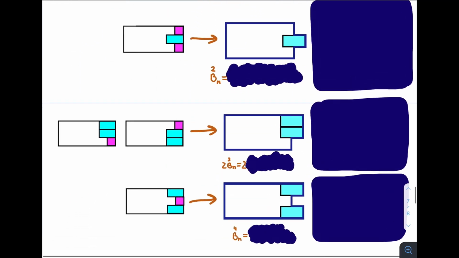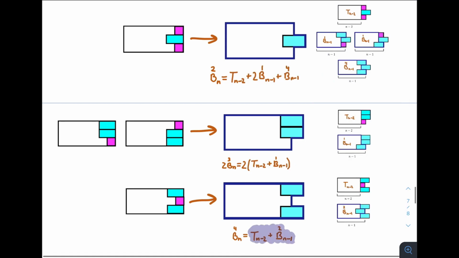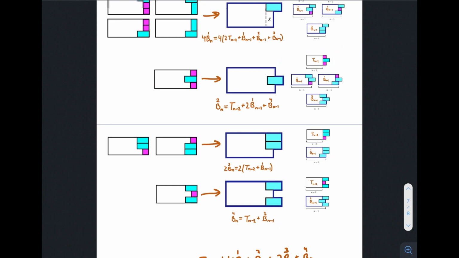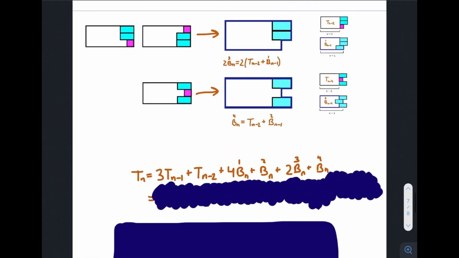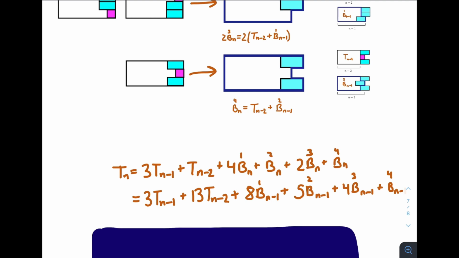Similarly, solutions for the second, third, and fourth triplet buses can be derived. Substituting these solutions into our original T sub n formula, the full T sub n recursive definition can be derived, which is T sub n is equal to 3T n minus 1 plus 13T n minus 2 plus 8B1 n minus 1 plus 5B2 n minus 1 plus 4B3 n minus 1 plus B4 n minus 1.